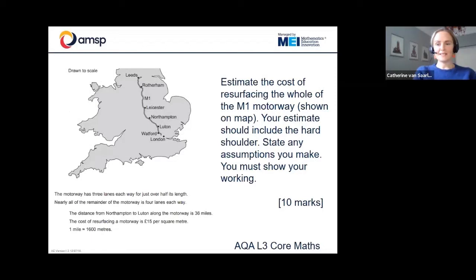And I think this is an interesting one to have a look at because there was information provided in the pre-release material. So AQA pre-release material comes out on the 1st of March every year. And there was information provided about motorways and costs and the number of lanes in a motorway and things like that. And then this was the question that came out. So they had to estimate the cost of resurfacing the whole of the M1. And it was worth 10 marks.